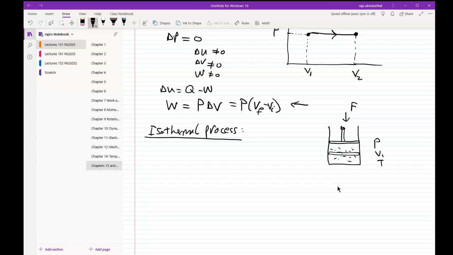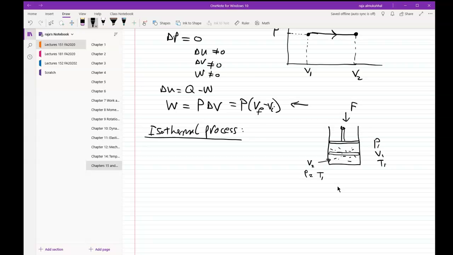So I'm starting with some V1, and now I want to compress it all the way to V2. Of course, I'm going to have a different P2, and let's say this is P1 and T1. And I'm going to have a different T. But I want to keep the T to be 1. How do I do that? How do I keep the same temperature?